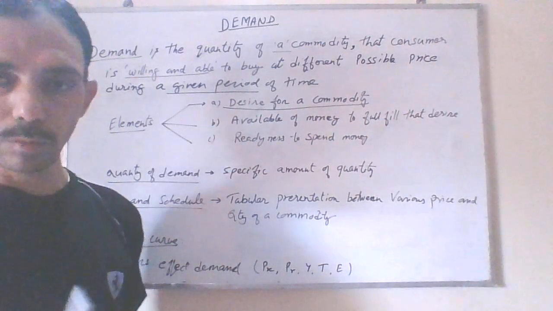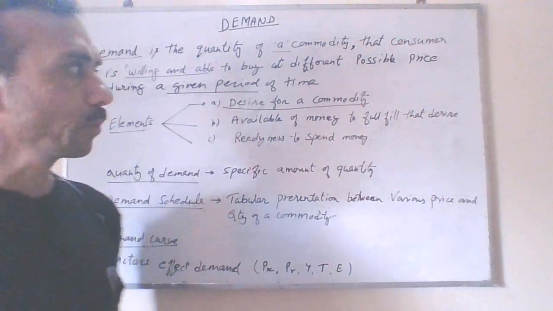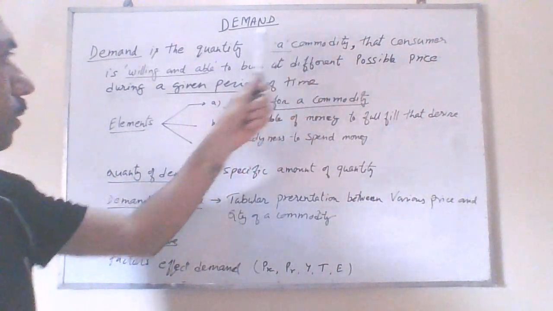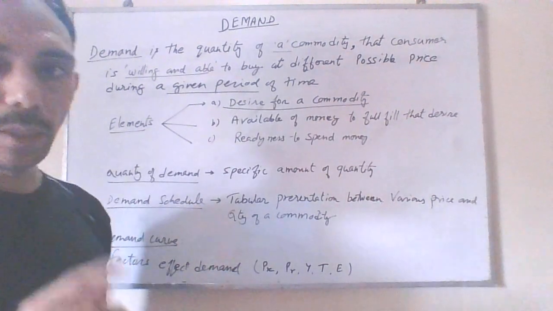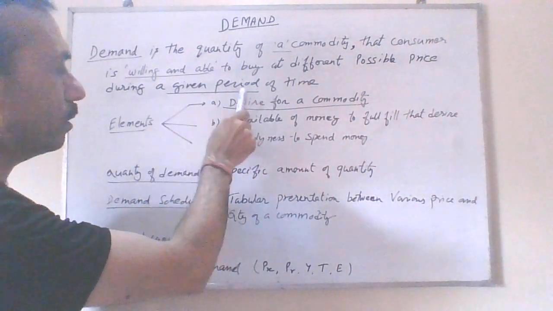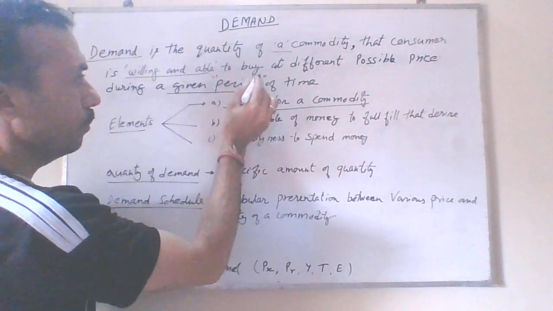So for demand, three points must exist. These are a particular quantity of a commodity which the consumer is willing and able to buy at a given price and a given period of time. Demand is always measured over a period of time.